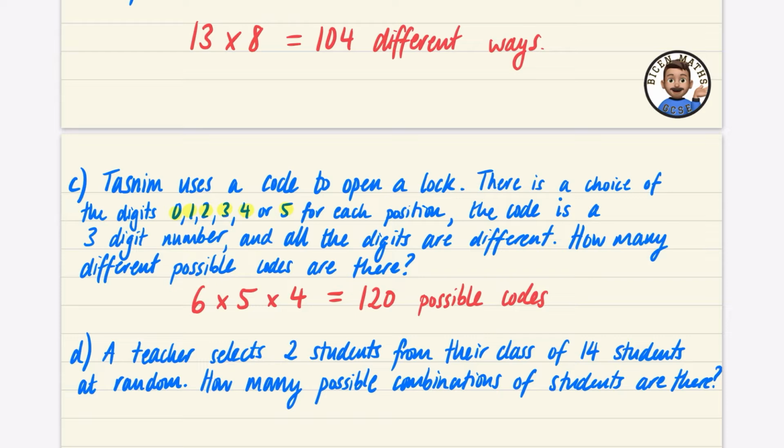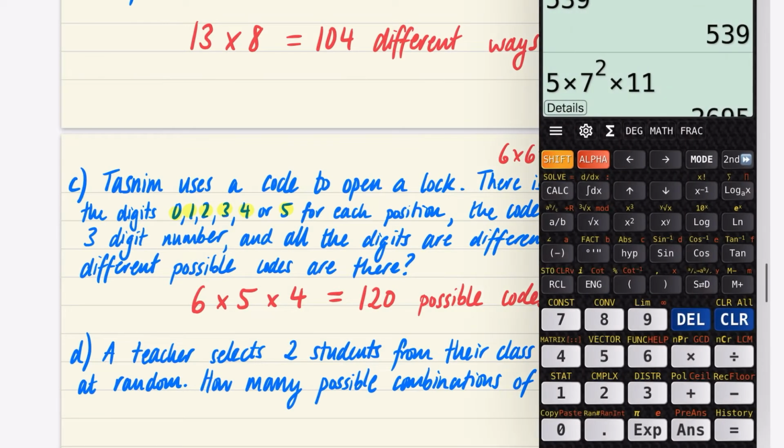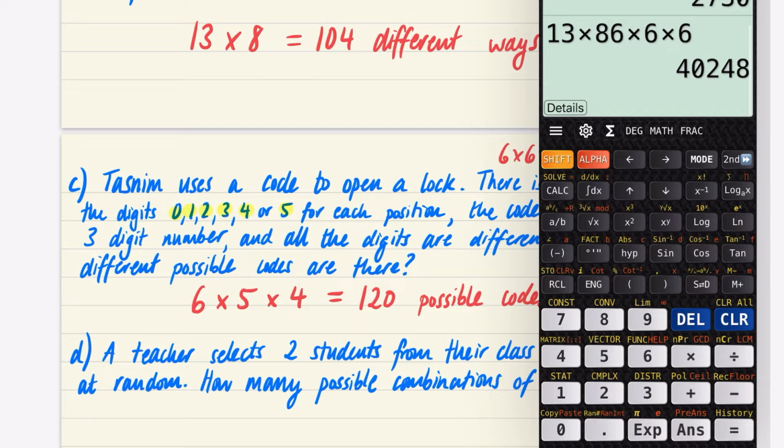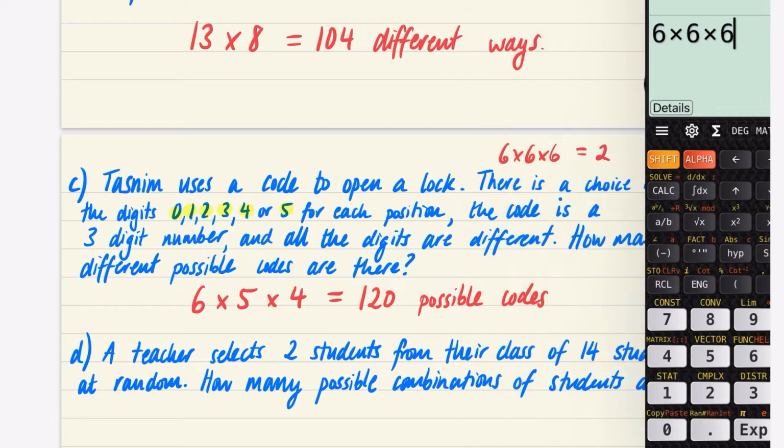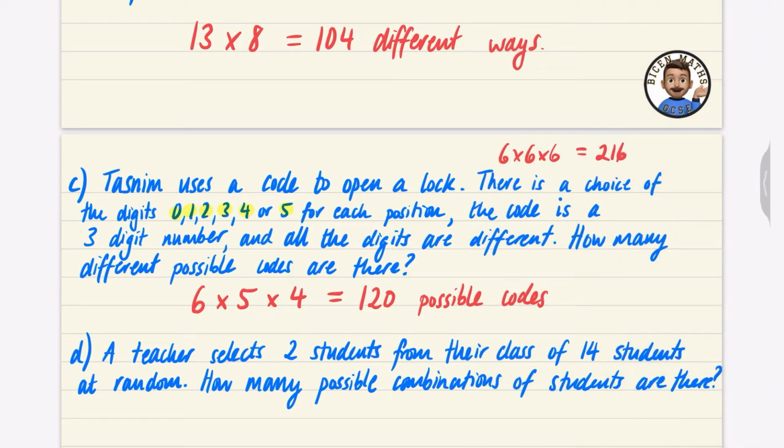If it just said there are 6 digits, and it's a 3-digit number, we would have just done 6 times 6 times 6, which is 216. But they had that crucial extra thing which said that all of the digits are different.